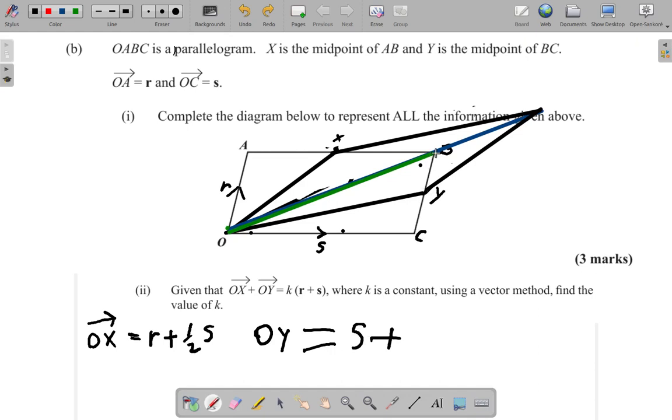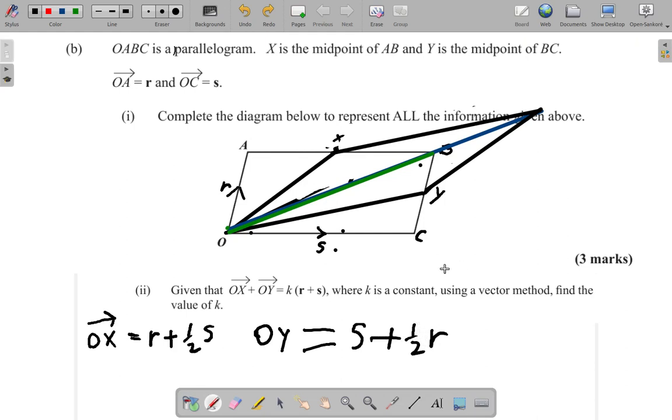But CY is halfway from C to B. Remember, CY is halfway up to CB. But CB is the same as OA, so it's half of OA. But guess what? OA is R. So it's also half of R. You see that? So it's S plus half R. Half R. Okay?